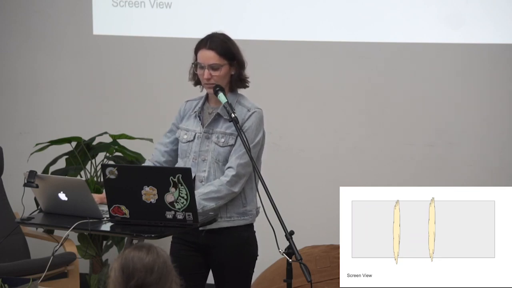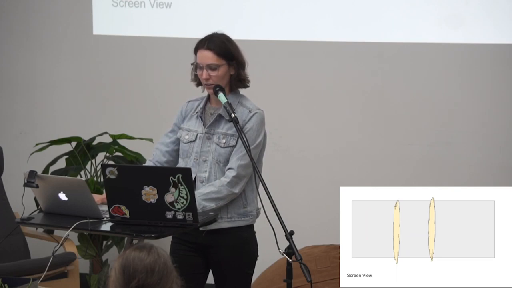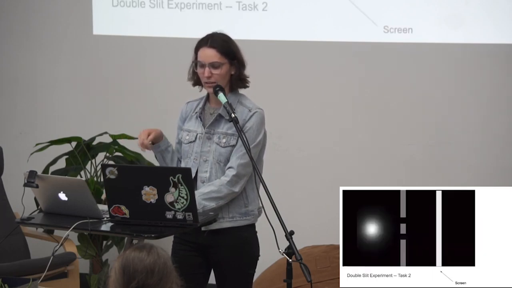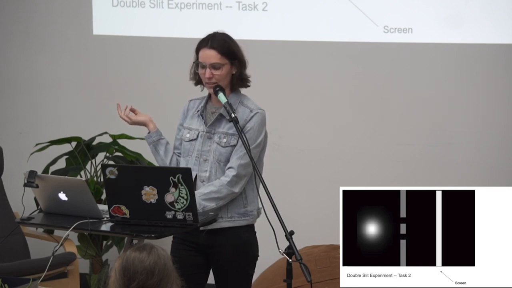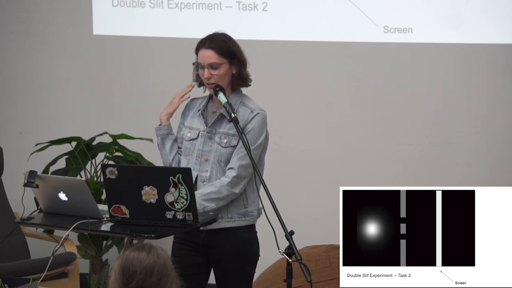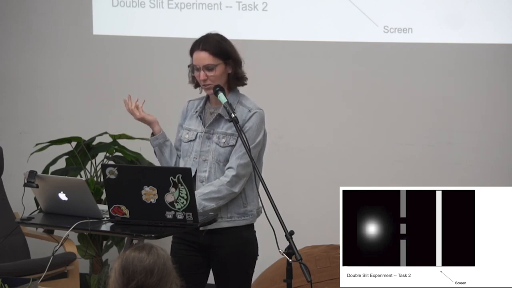What would we expect to see, however, if instead of a flashlight, we take a single photon and we send it through the slits? So if you take a second and maybe draw what you think you would see if we take a single photon of light and send it through two slits in a piece of metal, what would we expect to show up on the screen?